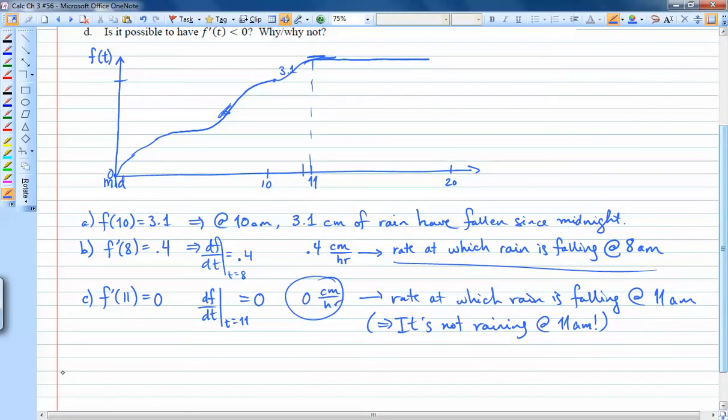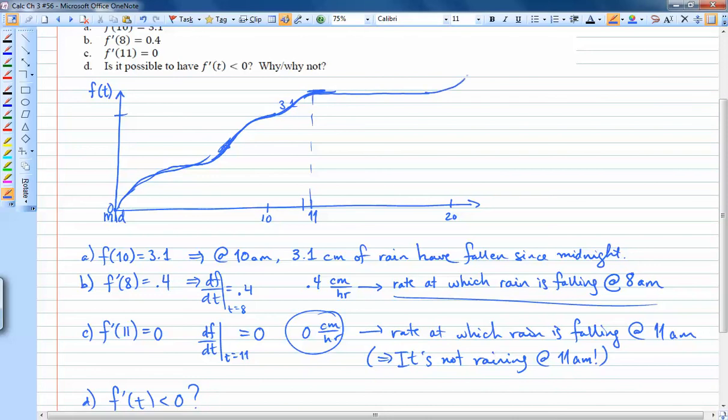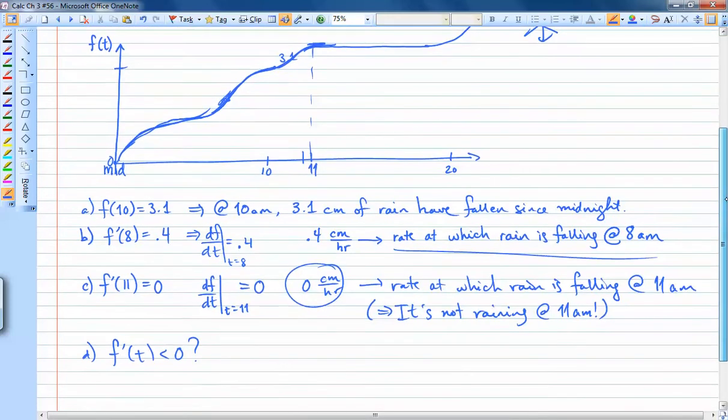And then the last question is, is it possible to have f prime of t less than 0? And the answer to this is no. If you think about it, since f is how much total rain has fallen at any time, it either stays constant or it increases, right? Whoops, it doesn't decrease there. Sorry, that looks like it decreases. So it can only go up or it can go flat, but it can only do those two things. It can't go down, right? Well, f prime is the slope of f, and since f can only go up or stay flat, f prime can only be positive or 0. So no.